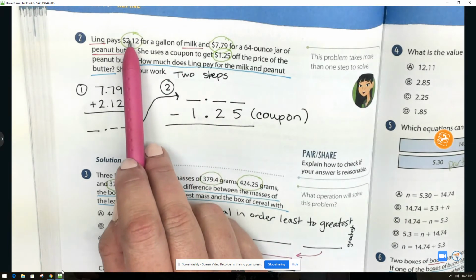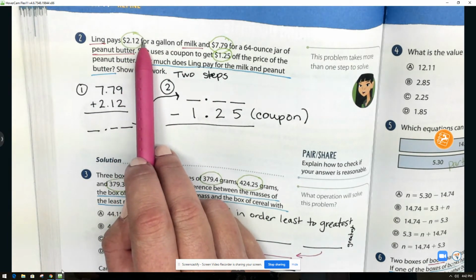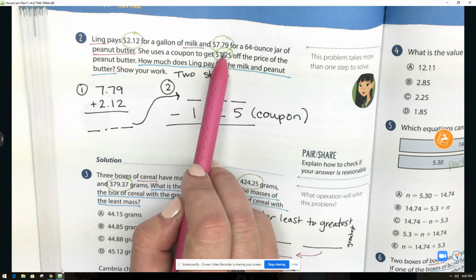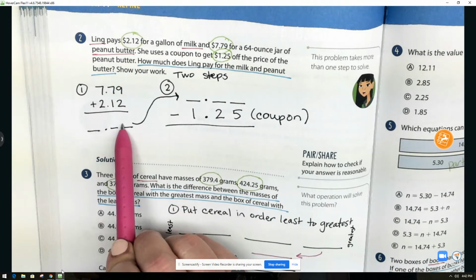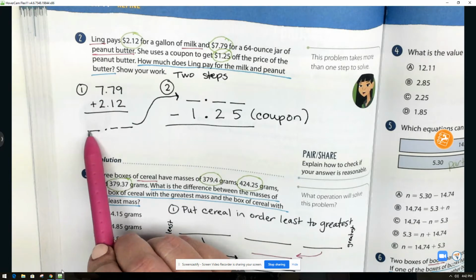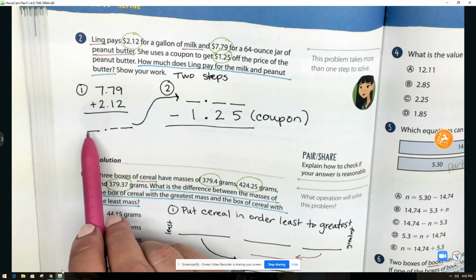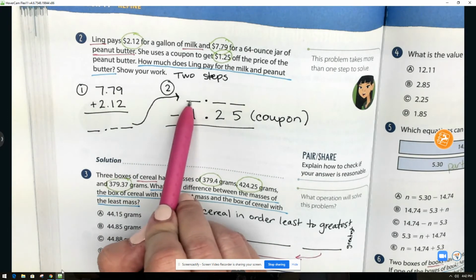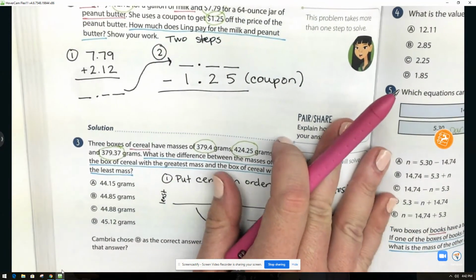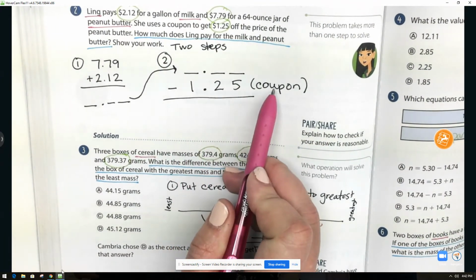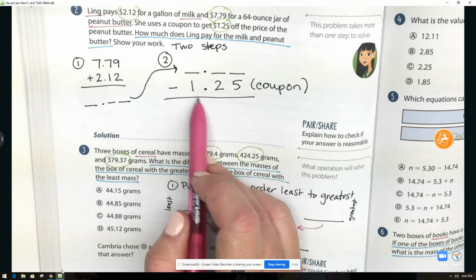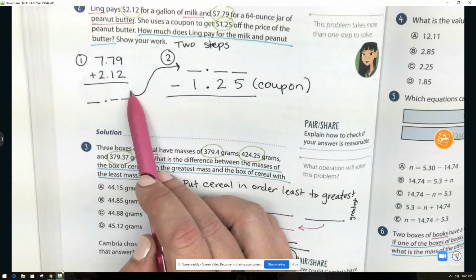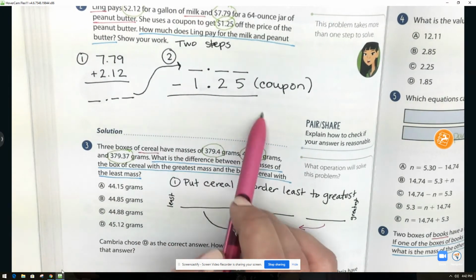So what we're going to do first is we're going to find out how much it cost Ling to buy the milk and to buy the peanut butter. And we're going to add those two values together. That's going to tell us how much money she spent before she gave the grocery clerk her coupon. And then you're going to find that answer and then move that answer over here. Then you're going to give the fake coupon to the grocery clerk, and it's going to take $1.25 off your total from the first part of the problem. And then here you will get your final answer.